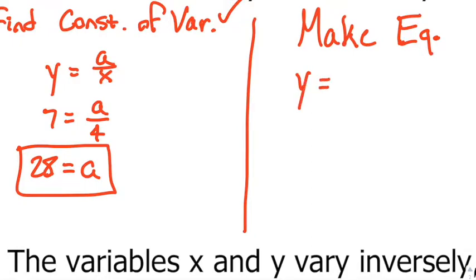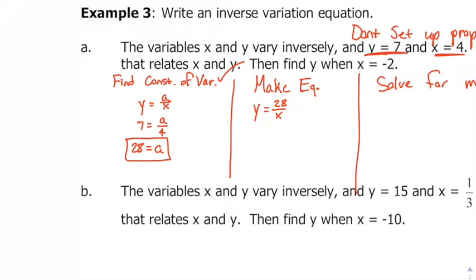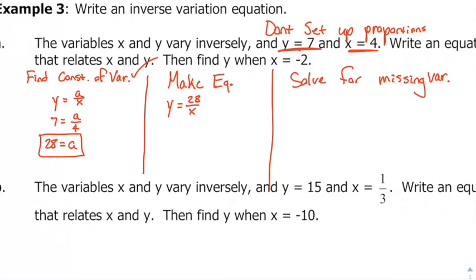Next, make an equation by essentially plugging this right back in. So y equals 28 over x. And that models whatever this situation is. They didn't really give us any context, so we don't know what x and y represent. In a moment, though, we'll look at a few word problems that show inverse variation in the real world.